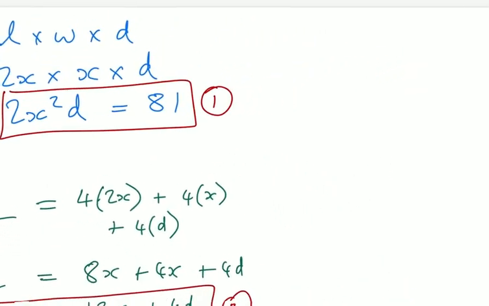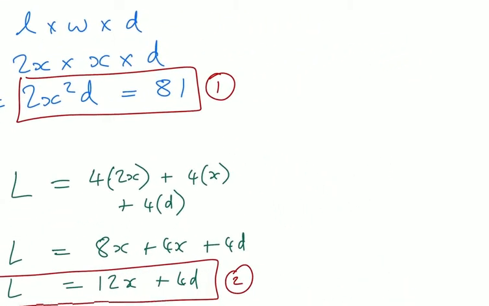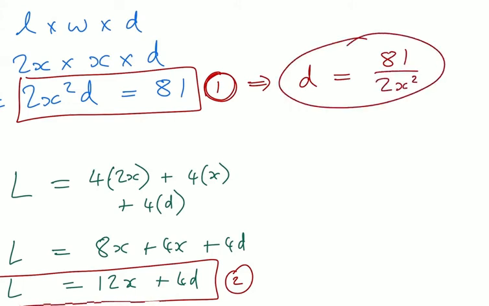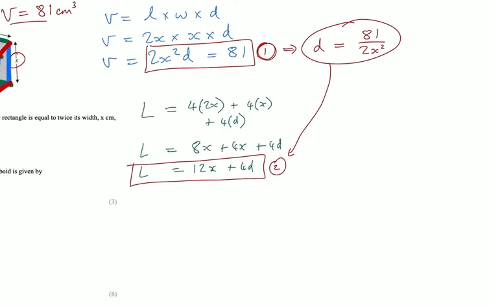So what I'm going to do is firstly make d the subject of this first formula, formula number 1, and then I'm going to substitute it into my second one. So I get d equals 81 over 2x squared, okay? And I'm going to use this to substitute and eradicate d in the second equation.